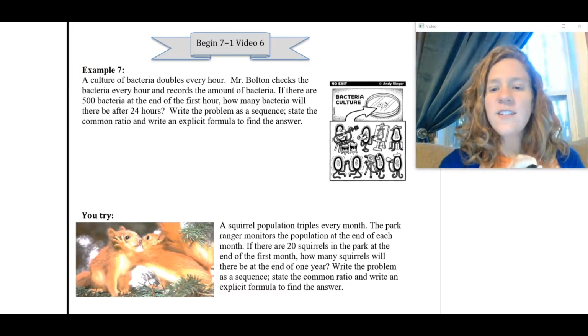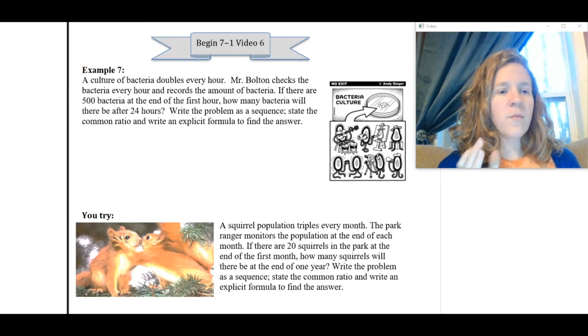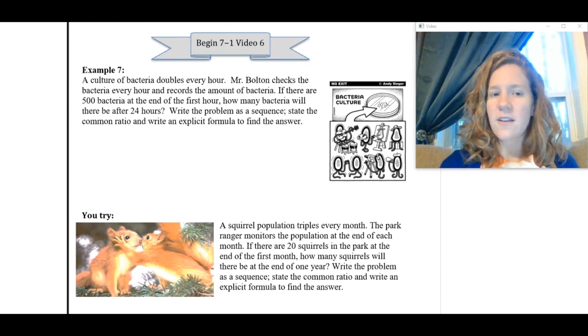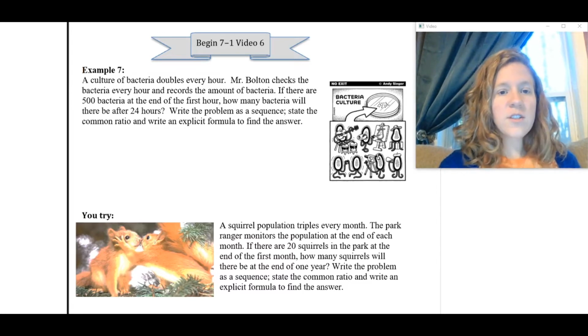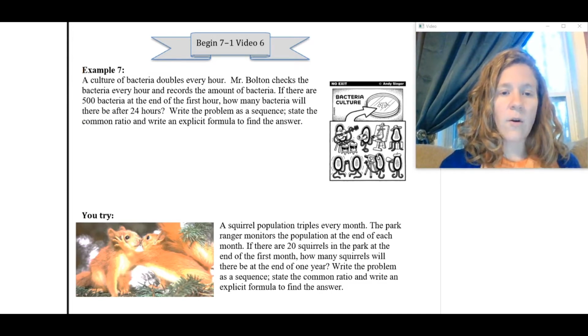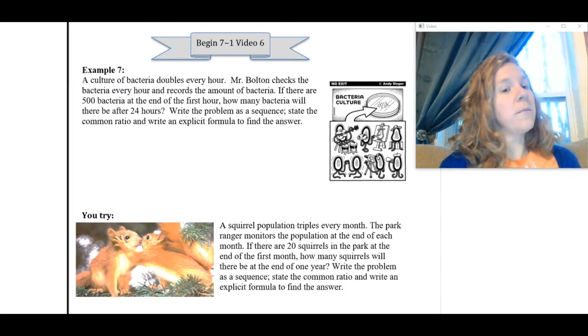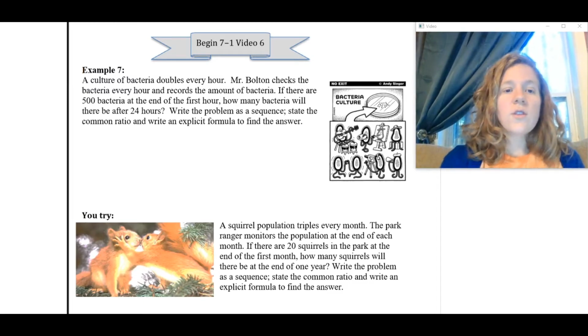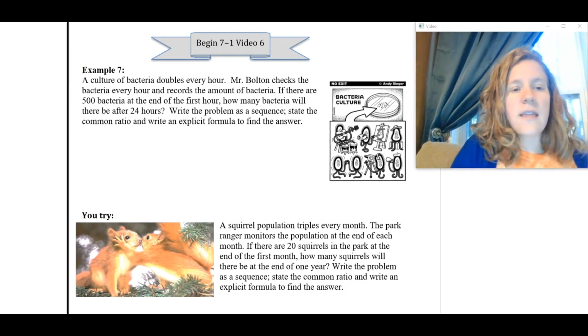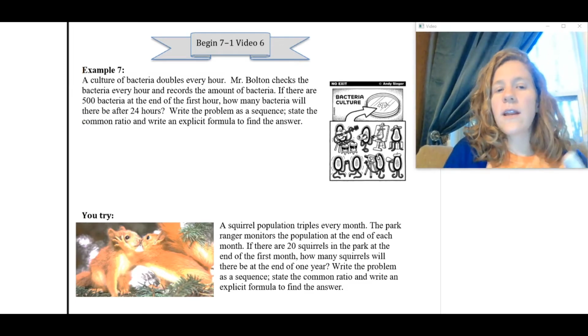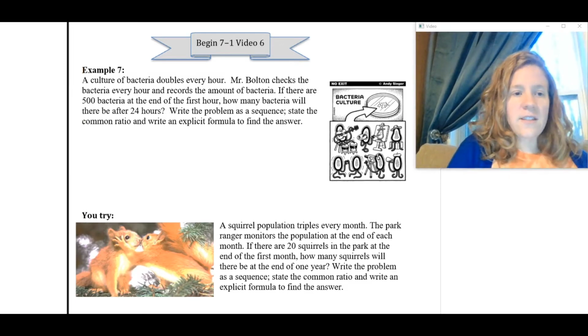So let's go ahead and do a word problem. In this problem we have a culture of bacteria that doubles every hour. Mr. Bolton checks the bacteria every hour and records the amount of bacteria. If there are 500 bacteria at the end of the first hour, how many bacteria will there be after 24 hours? So we're going to write the problem as a sequence and then determine the common ratio and write an explicit formula to find the answer.